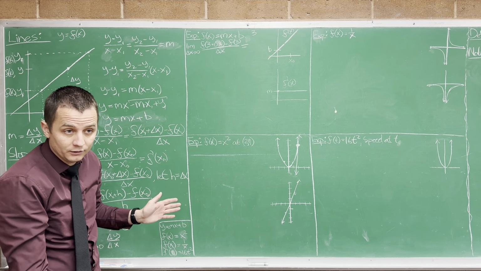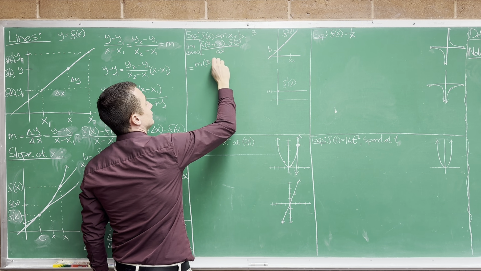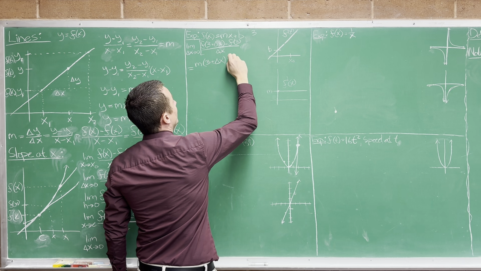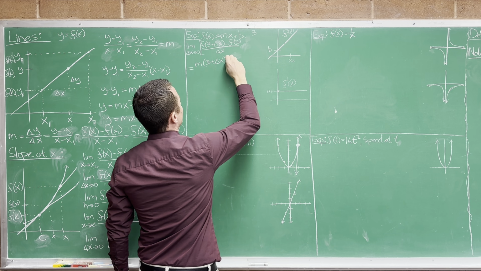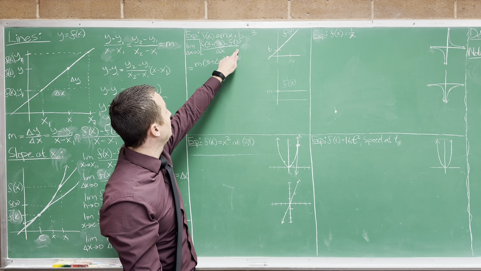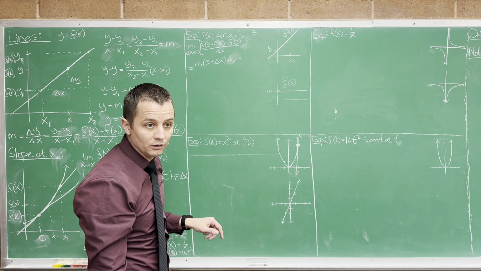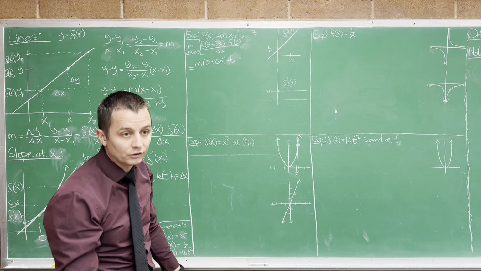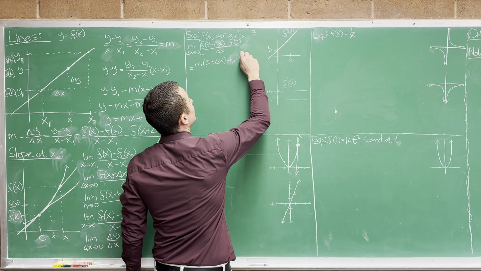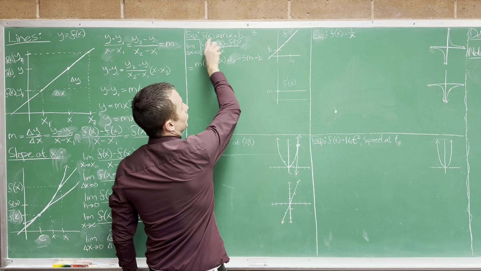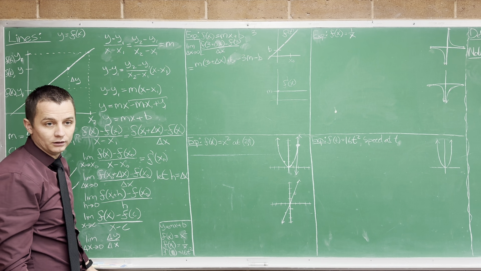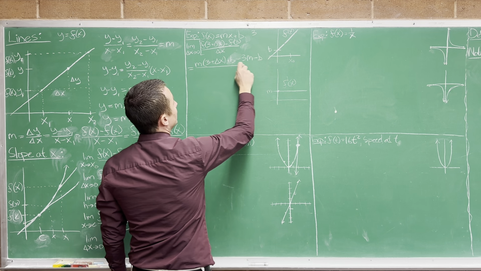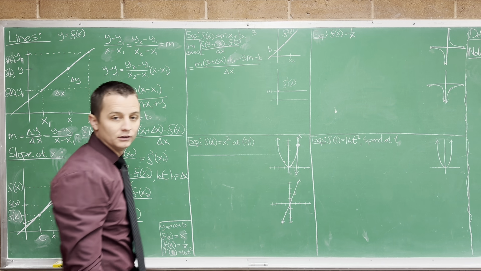So I'm plugging that into my function there. Replace all our x's with 3 plus delta x. So it's going to be m times 3 plus delta x plus b. And now we need to minus what we get when we plug 3 into the function. What do I get when I replace x with 3? I get 3m plus b. And then minus b since I'm subtracting that whole thing. You with me? All over delta x still, right?